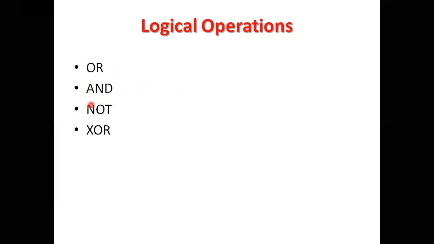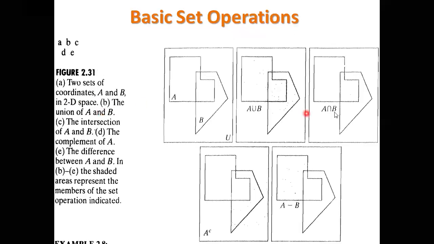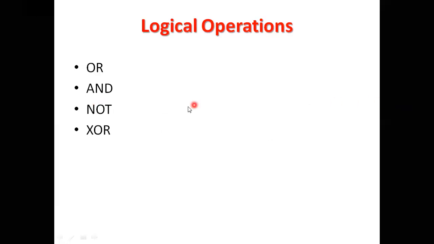Next, the NOT operation. NOT operation means that if you get 1 as an input, the output is 0. If 0 is the input, the output is 1. So that will be the NOT operation.